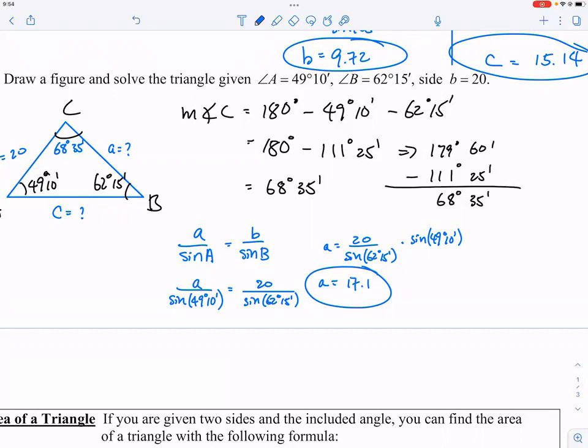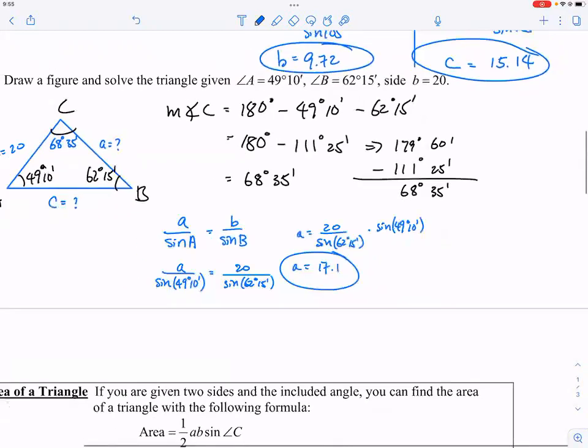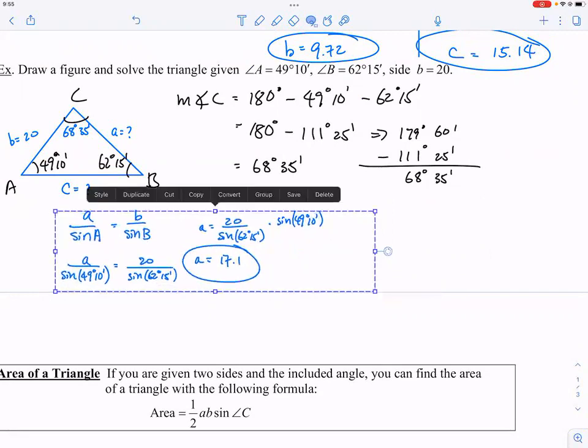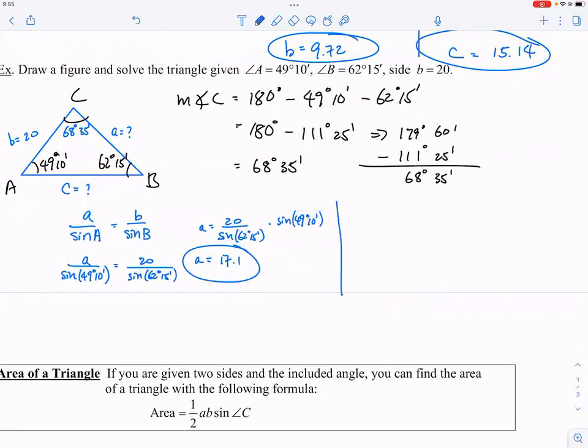Don't write out the whole thing. Like, I don't want you to write down 17.09887801. I don't need that many digits. Okay, just give me 1, 2, or 3 decimal places. That would be good. So that's your side A.